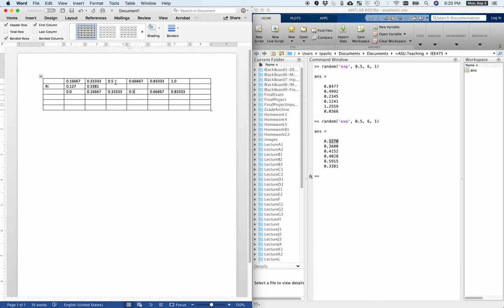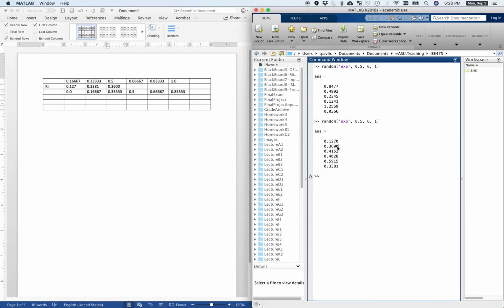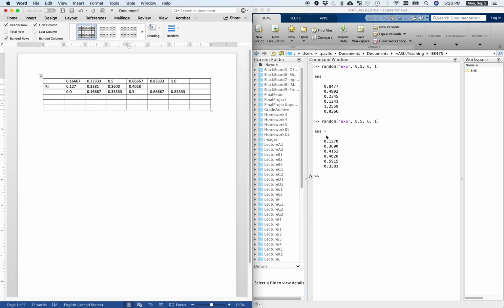So each one of these are like these little bins, and then we just rank the drawn data here in order. So 0.127 was the lowest, 0.3338 was the next biggest. If I look at the data, it looks like 0.360 comes after that. After that, then I get, looks like, 4028. After that, I get 4152. And then my last number is 5915.